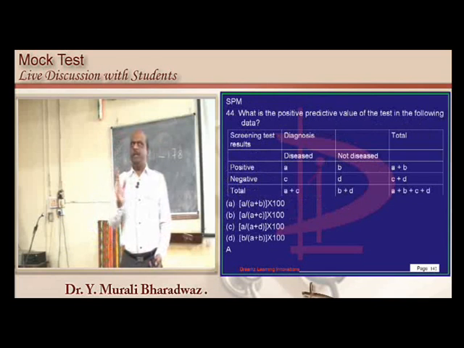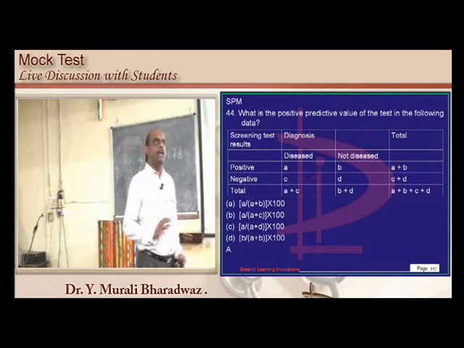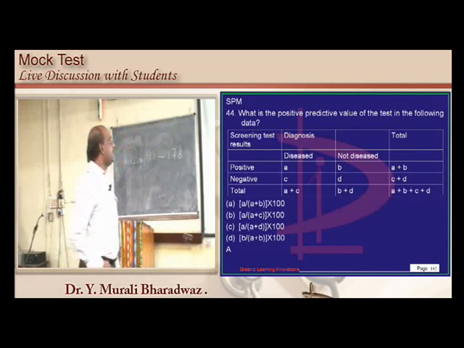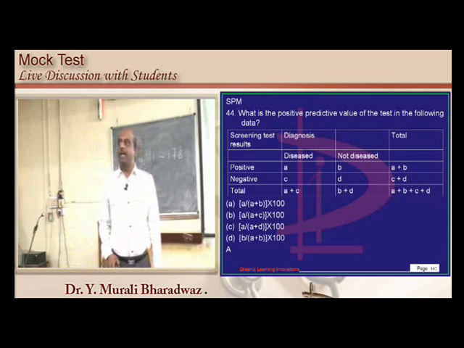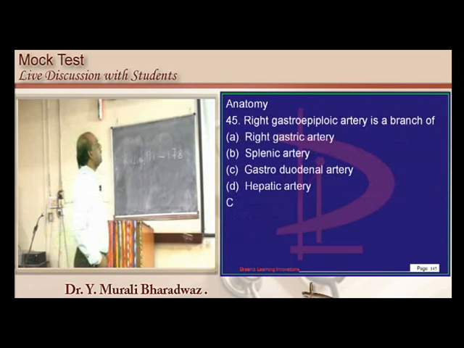One question on sensitivity and specificity. We can't get rid of this topic in real life until we get the seat. So sensitivity is A by A plus C, specificity is D by B plus D, A by A plus B is positive predictive value and D by C plus D is negative predictive value, where A, B, C, D stand for true positive, false positive, false negative, true negative, is what you should be very sure about.